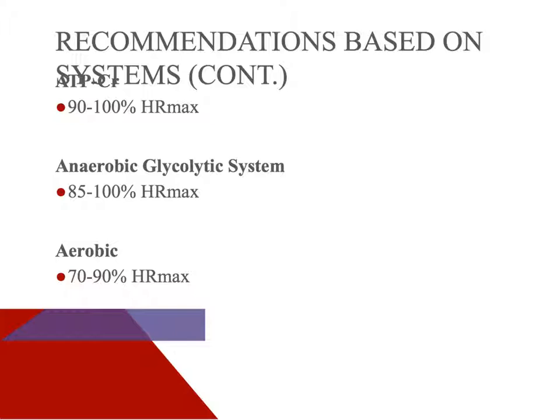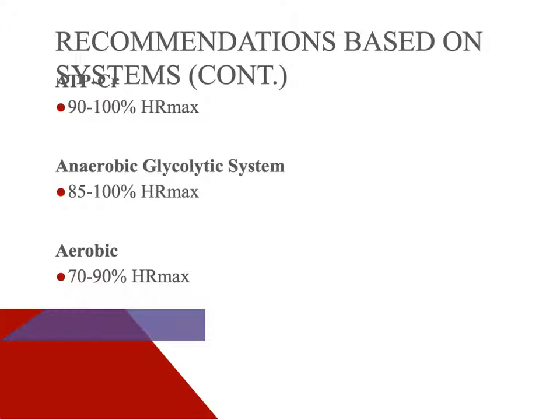When looking at the training systems that we train, we want to look at the ATP-PC system, the anaerobic glycolytic system, and the aerobic system. With the ATP-PC or the ATP creatine system, we're looking at exercising at 90 to 100% of our heart rate max to tax that system and train it.